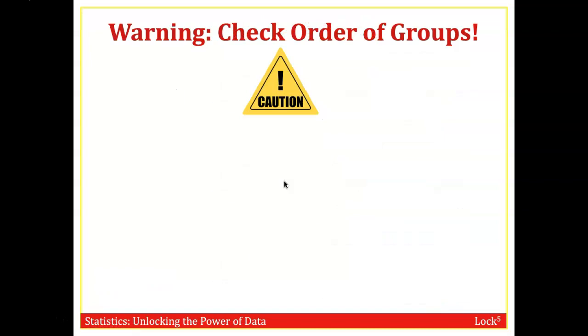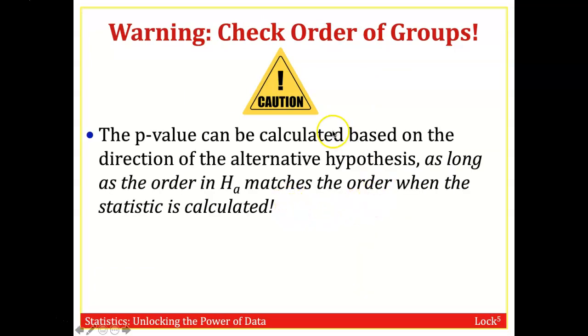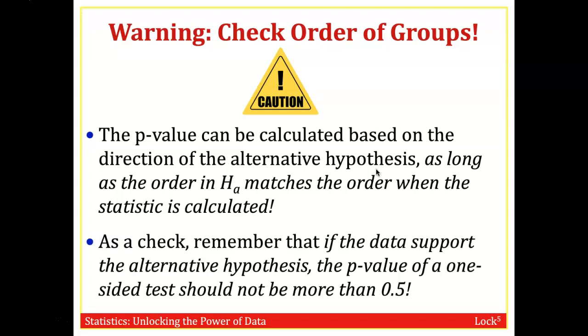One thing when you're comparing two groups, make sure to note the order of the groups, because the way you calculate the p-value is going to depend on what you're calling p1 and what you're calling p2. So it can be calculated based on the direction of the alternative hypotheses as long as the order in the alternative matches the order when the statistic is calculated. So the x bar 1 minus x bar 2 should match the mu 1 minus mu 2. If you got them turned around, then the two would be disagreeing with each other. So just as a check, you can also do like what we did at the beginning, look at the box plot and make sure that the conclusion matches what you're getting with the p-value.